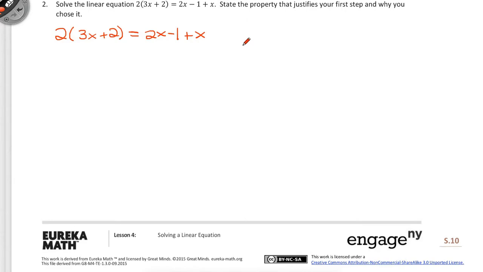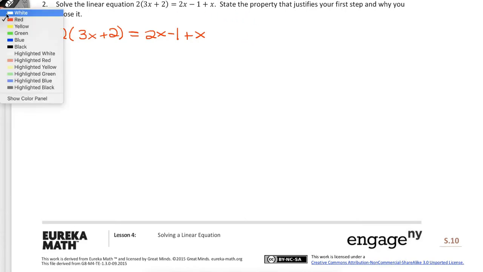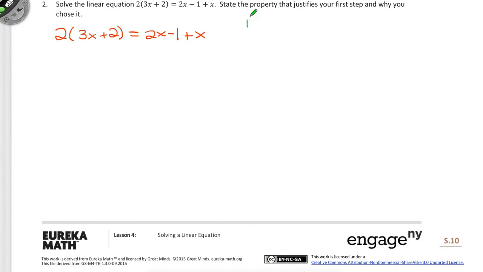So the very first property I'm going to use, I'm going to put in a different color here. I'm going to use distributive property. So before I can start combining, I have to distribute. I have to distribute this 2. Whenever you have a number on the outside of the parentheses, it gets multiplied to everything on the inside. So it's going to be 2 times 3 and 2 times 2. And that's called distributive property. Whatever's on the outside goes to everything on the inside. And it only gets multiplied.